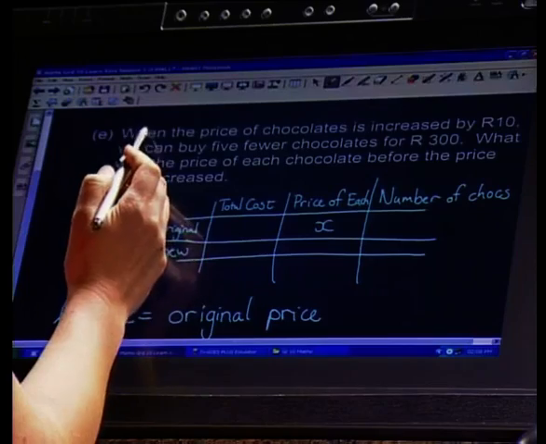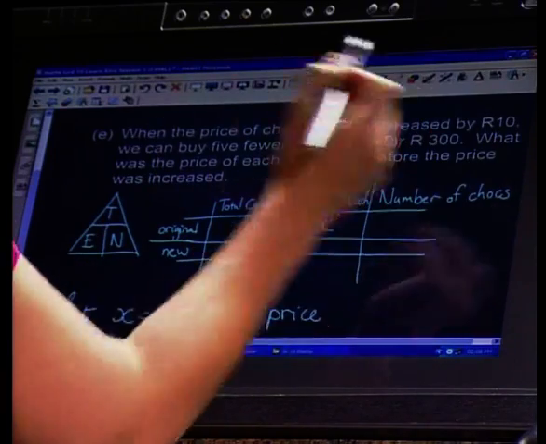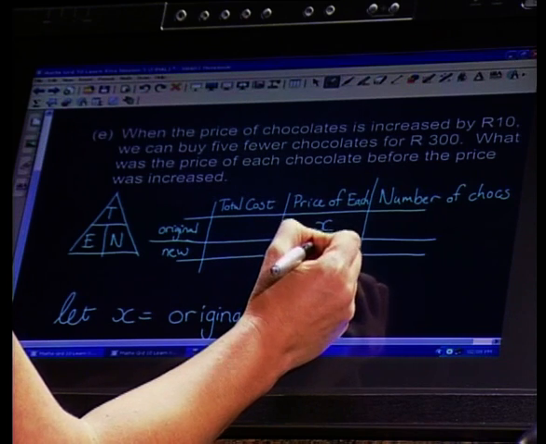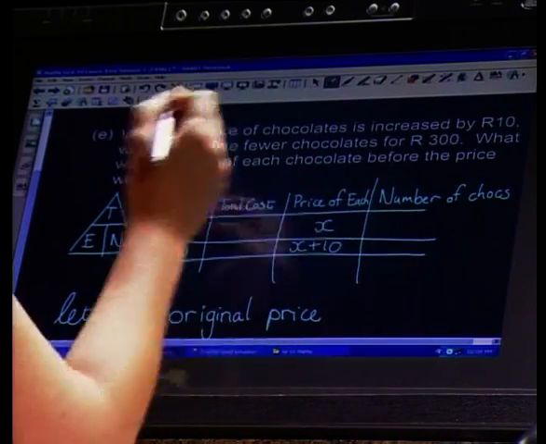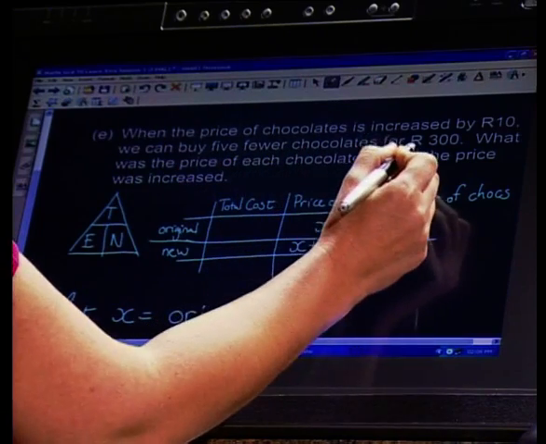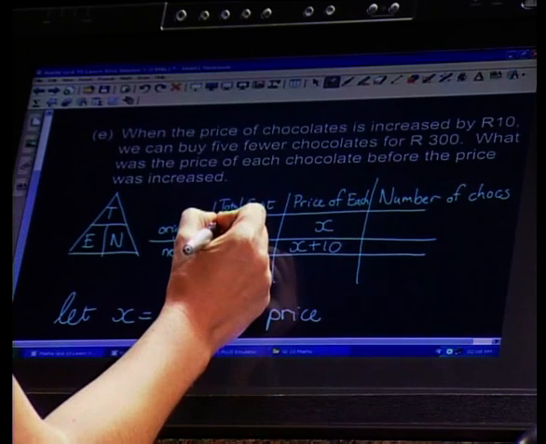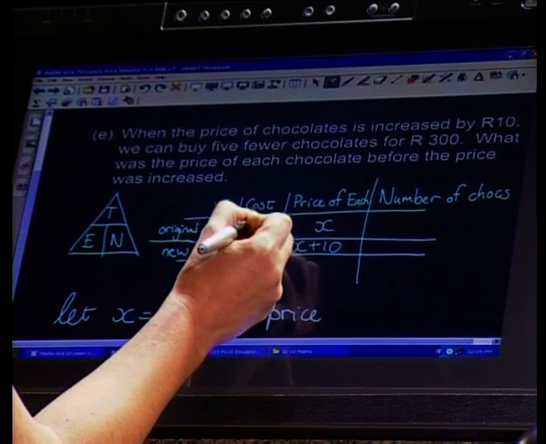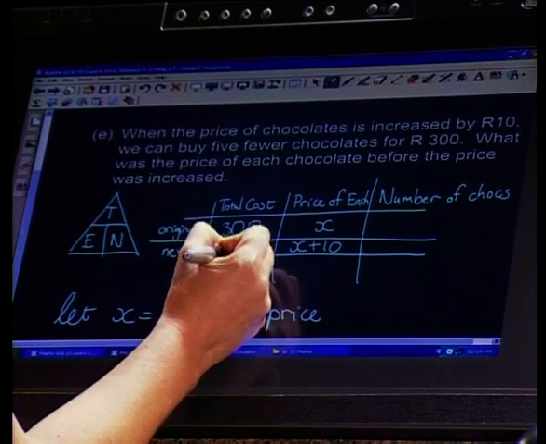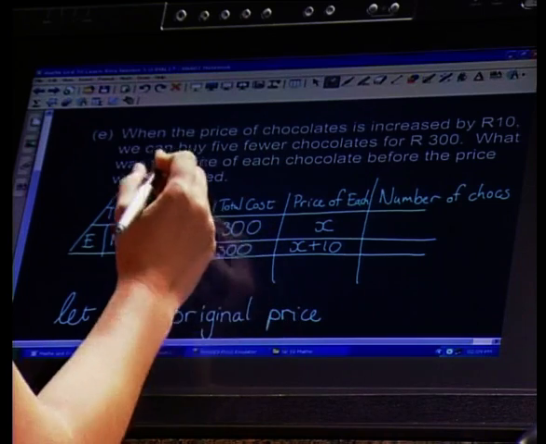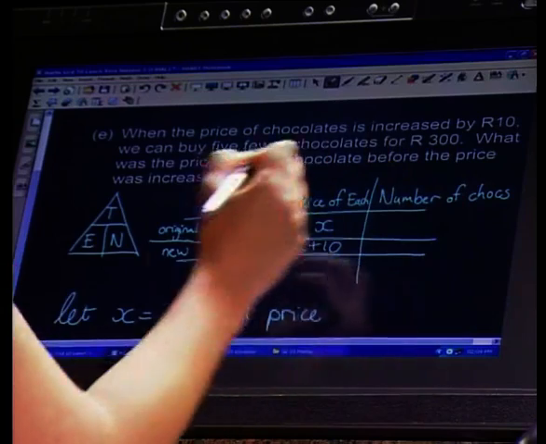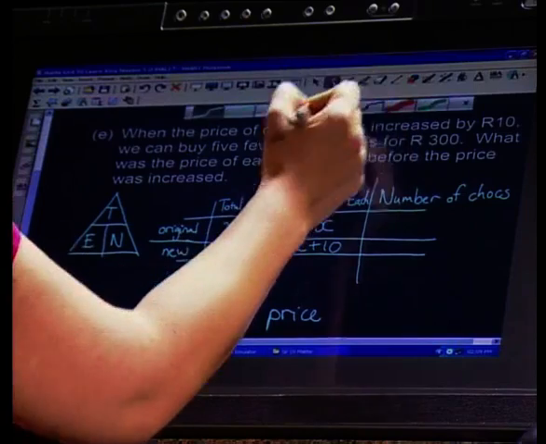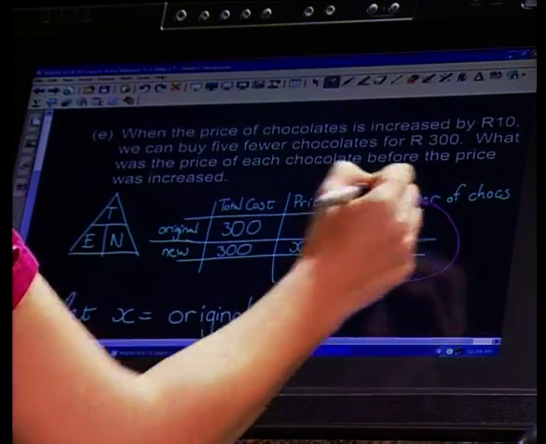Let's look at the rest of it. When the price of chocolates is increased by 10 Rand, what have we done to the price? We've added 10 Rand to it. We can buy 5 fewer chocolates for 300 Rand. So the total cost for each of these purchases is going to be 300. What was the price of each chocolate before the price was increased? Now it's the number of chocolates that we have to figure out over there.